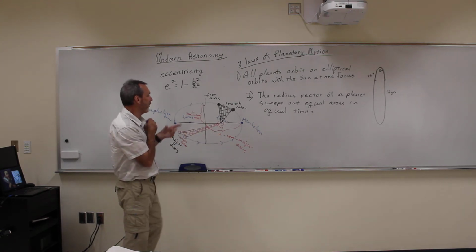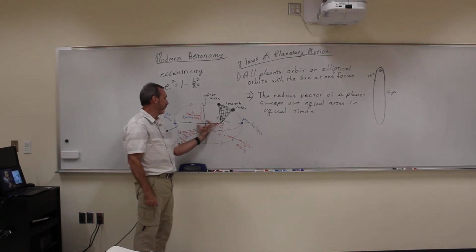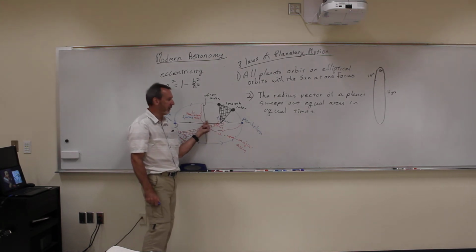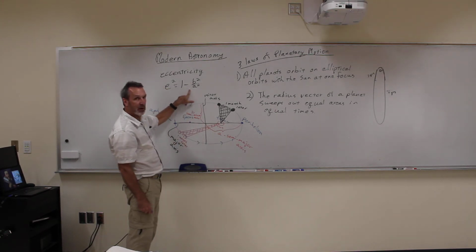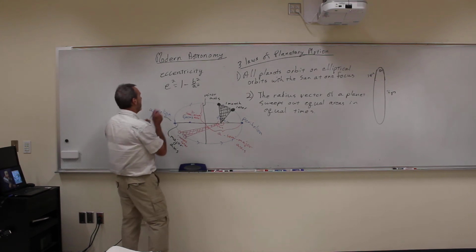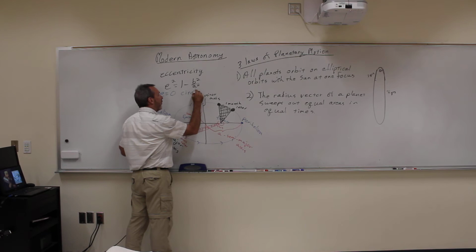If it was a perfect circle, then b and a would be equal, right? And both of the foci would be at the center. They'd be on top of each other. And if b and a are equal, then this becomes 1. And what's 1 minus 1? 0. You take the square root of that, it's 0. So the eccentricity equal to 0 means you have a circular orbit.